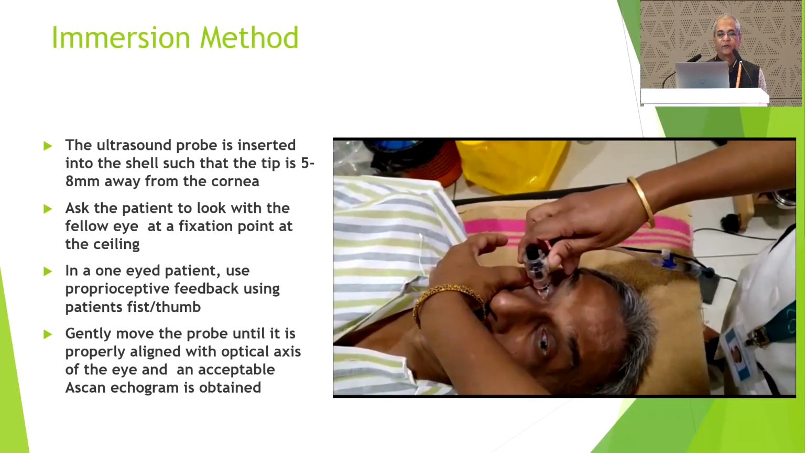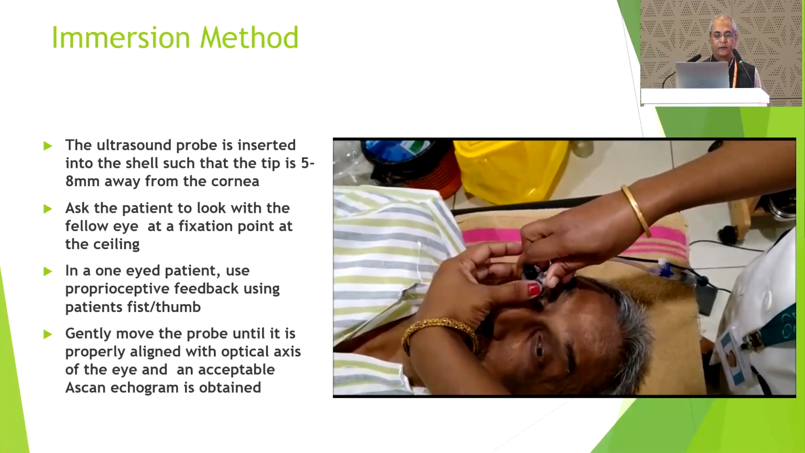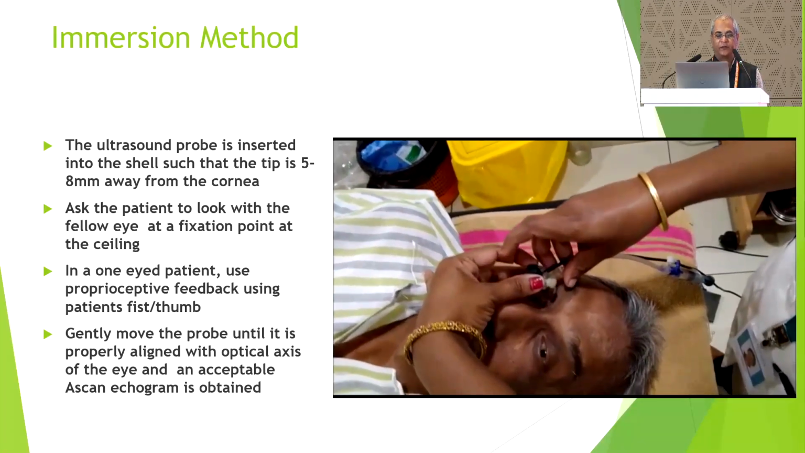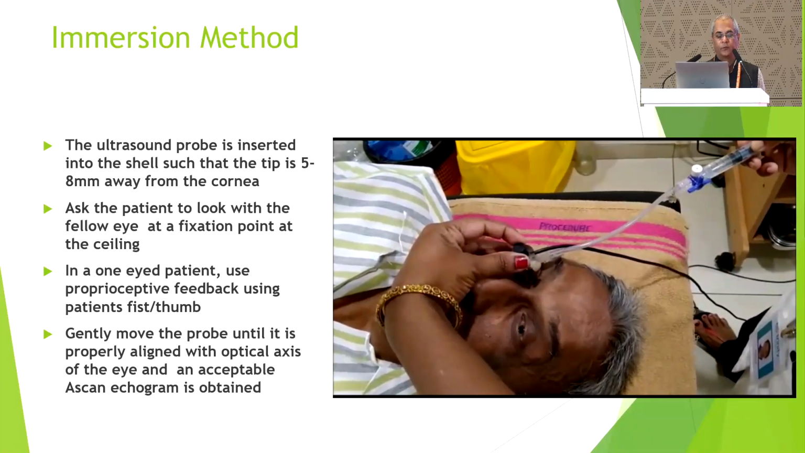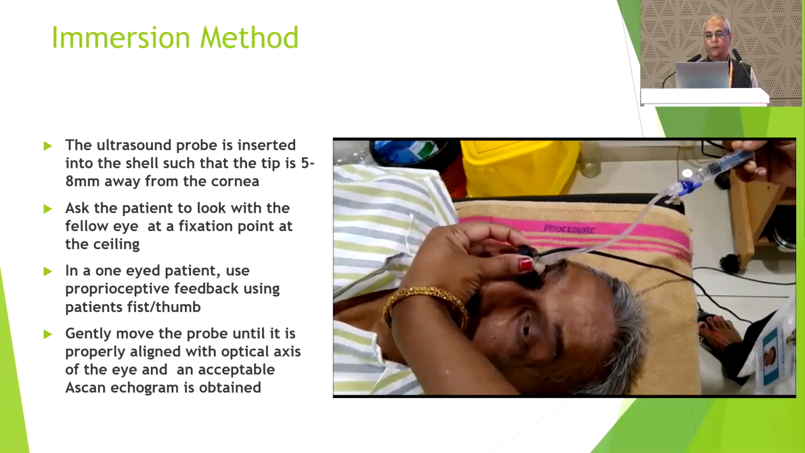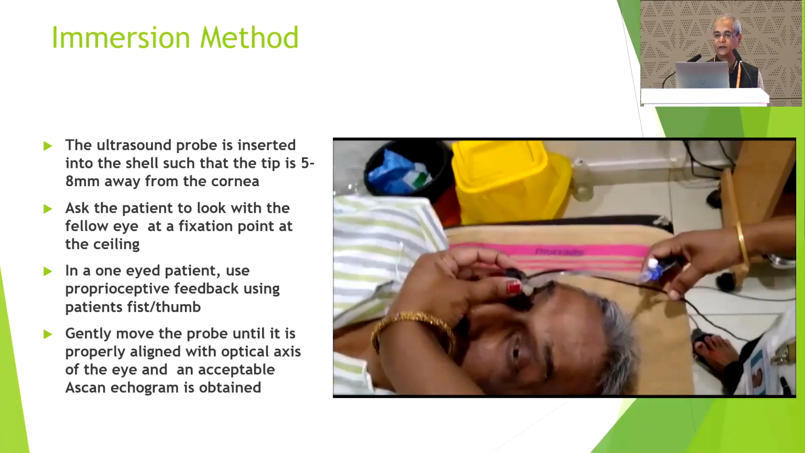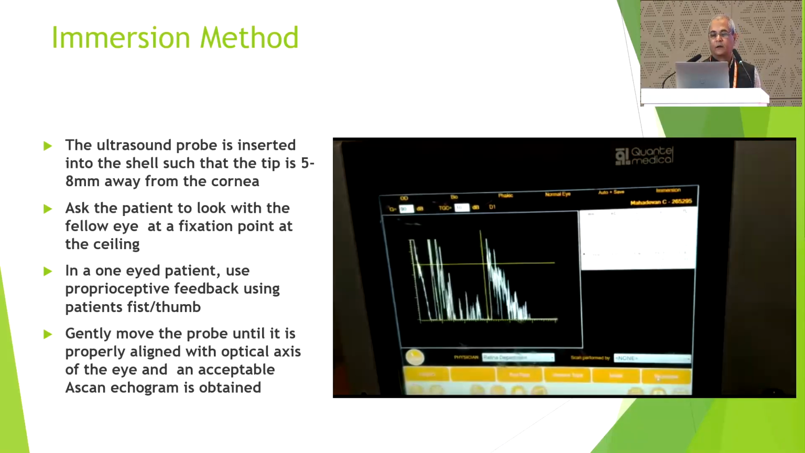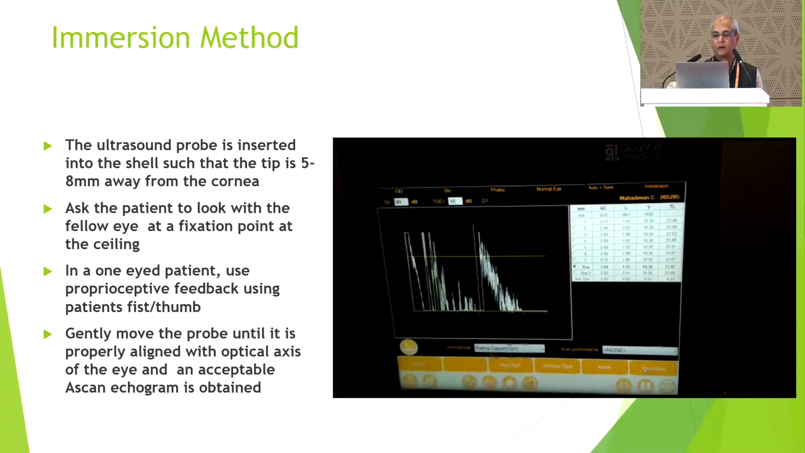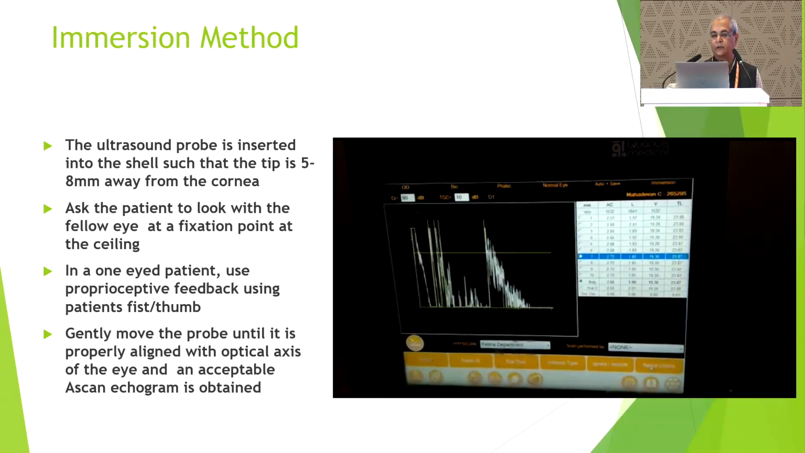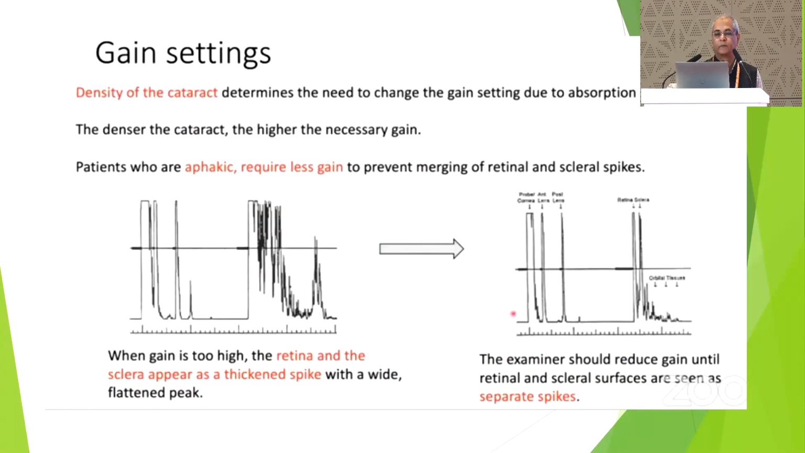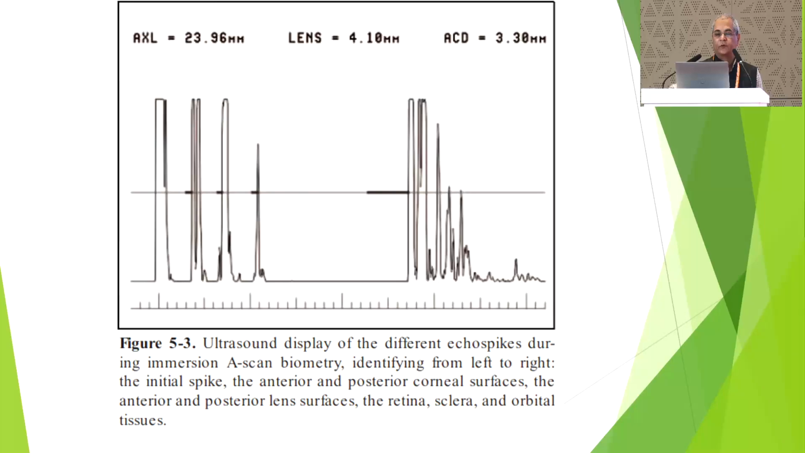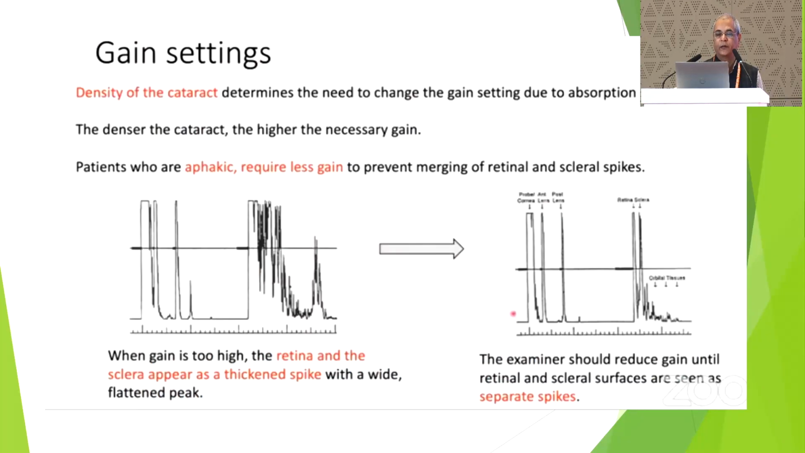Ask the patient to look straight with the fellow eye to fix at the distant point. If the patient is one-eyed, you can ask him to look at the thumb and gently move the probe so that it is aligned properly to the macula. And the machine will start taking the reading. And then you can select the most common reading we are getting. So this is a beam you get in the immersion biometer.